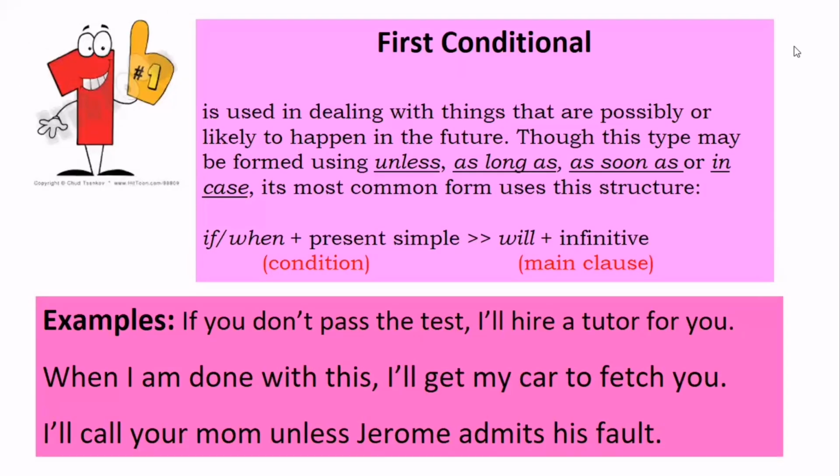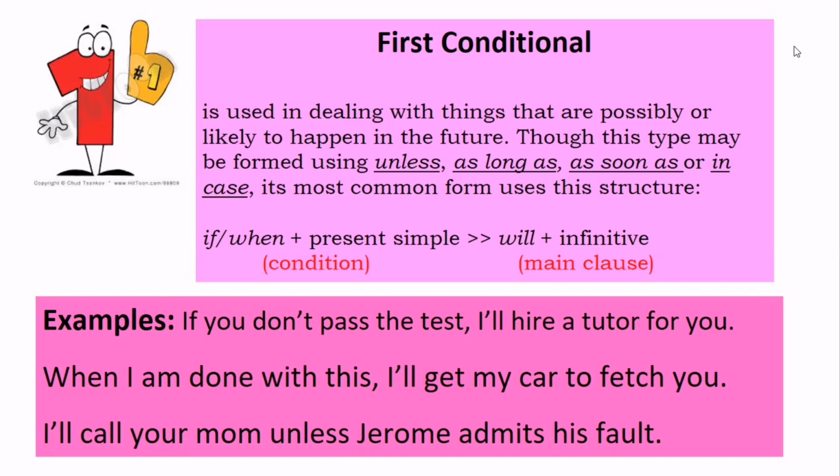Next one, first conditional. It is used in dealing with things that are possibly or likely to happen in the future. Though this type may be formed using unless, as long as, as soon as, or in case, its most common form uses this structure: if or when plus present simple, that is our condition, and then will plus infinitive, our main clause. Examples: if you don't pass the test, I'll hire a tutor for you. If you don't pass the test is our condition, and as a result, I will hire a tutor for you.